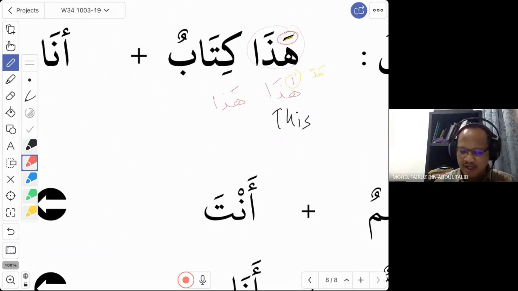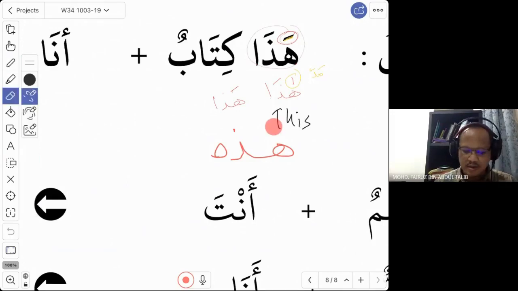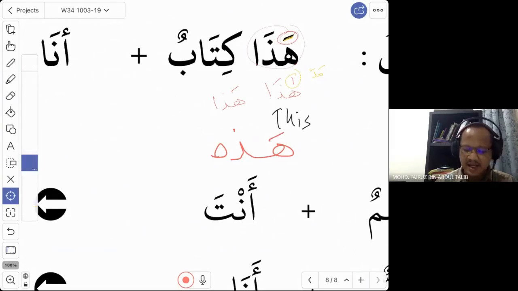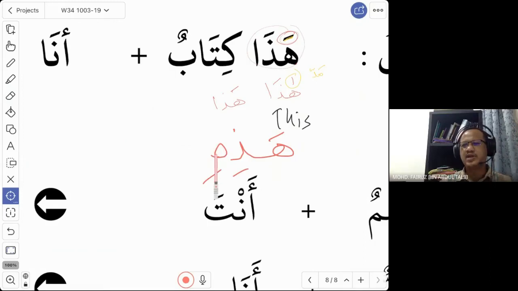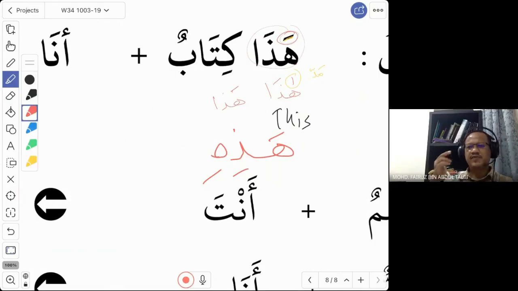Okay, now we have another word, hazihi, which means this as well. Sometimes you see they write the long symbol, sometimes they write a normal fatha, similar to haza. And how do you read this? You have to read it with a long sound as well, just like haza, hazihi. Even the ha here, you have to read it with a long sound. So in Arabic, we have two words to say this. First is haza, second is hazihi.